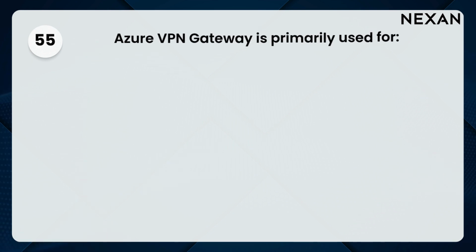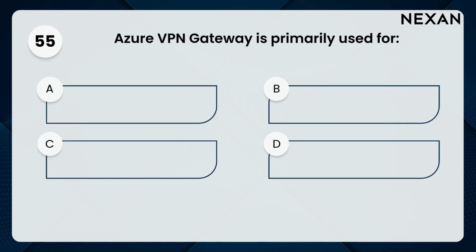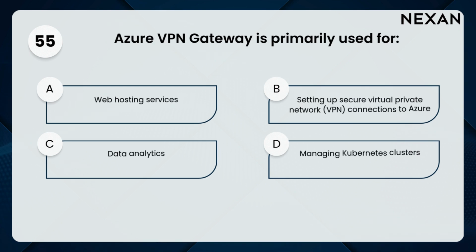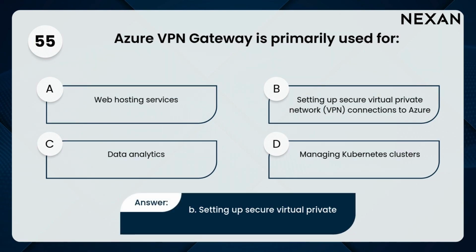55. Azure VPN Gateway is primarily used for A. Web hosting services. B. Setting up secure virtual private network VPN connections to Azure. C. Data analytics. D. Managing Kubernetes clusters. Answer: B. Setting up secure virtual private network VPN connections to Azure.